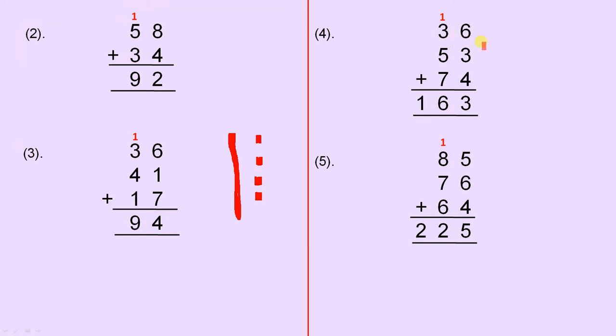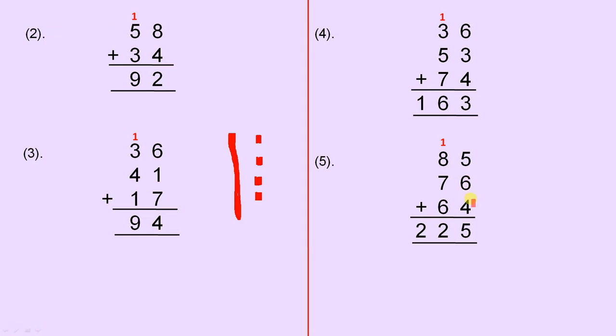Adding these numbers up together, 6 plus 3 is 9. 9 plus 4 is 13. So 3 ones and 1 long, which is 10 small blocks. 7 plus 5 is 12, plus 3 is 15. Plus 1 is 16, so the answer is 163. So when you have 16, you put the 6 there, and you put the 1 here. So that's 100, 6 tens, and 3 ones gives you 163.